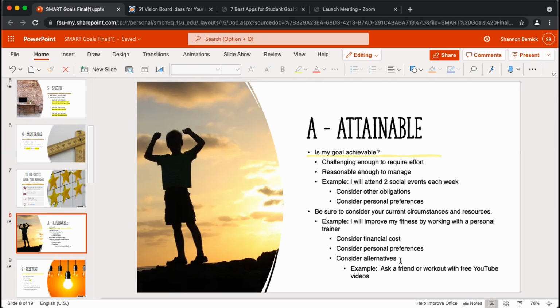You also can consider alternatives based upon your circumstances. So perhaps you would ask a friend who you know is really into fitness to work out with you and to give you some tips. Or you might work out with some free YouTube videos because you can do that in the privacy of your own home. So you don't have to be in a gym that may be uncomfortable for you. So, again, any of these alternatives really will work. It's a matter of what works for you.